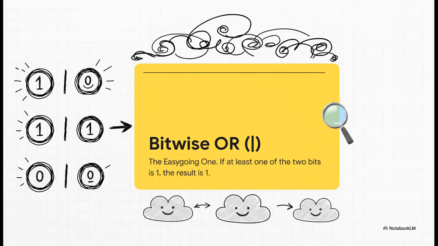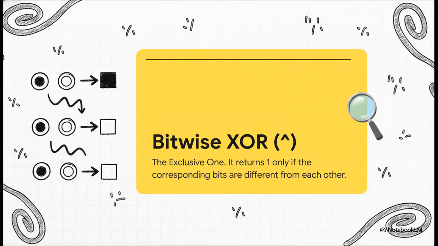Next up, we have the OR operator. That's the pipe symbol. This one is the complete opposite of AND. If AND was the perfectionist, OR is the easygoing one. It looks at two bits and basically says, hey, as long as at least one of you is a 1, I'm happy. The result will be a 1. It's much more relaxed. And then we have this really interesting one, XOR, the little caret symbol. It stands for exclusive OR. Let's call this one the exclusive one.